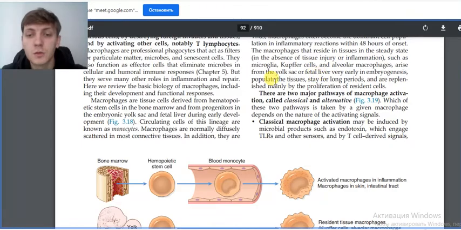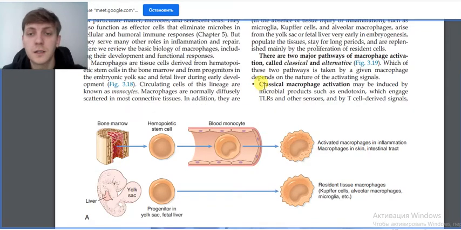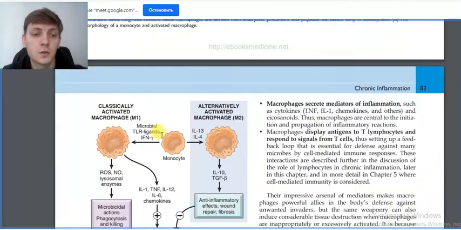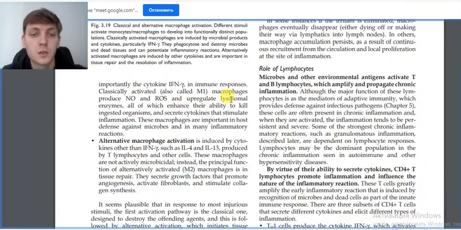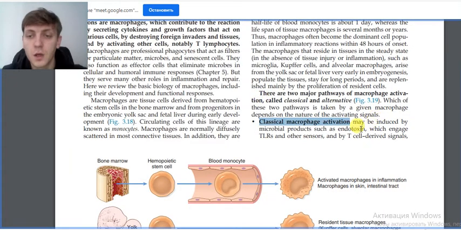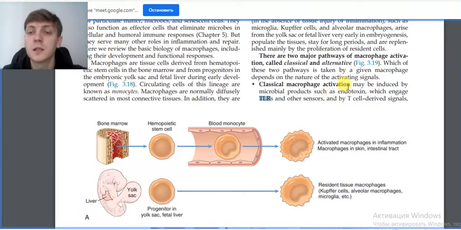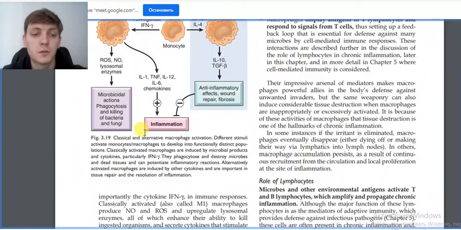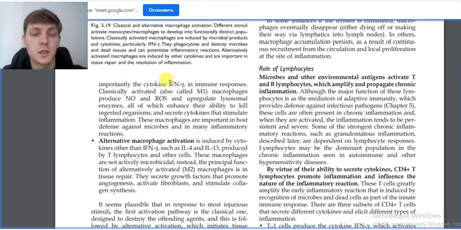The activation of macrophages goes along two pathways: classical macrophage activation and alternative macrophage activation. Let's talk about classical macrophage activation. The classical pathway is induced by microbial products such as endotoxin, which engage TLR. To remind you, TLRs are toll-like receptors and other sensors present on macrophages. Activation also goes by T cell derived signals, especially the cytokine interferon gamma, from T lymphocytes. A classical example is viral infection.